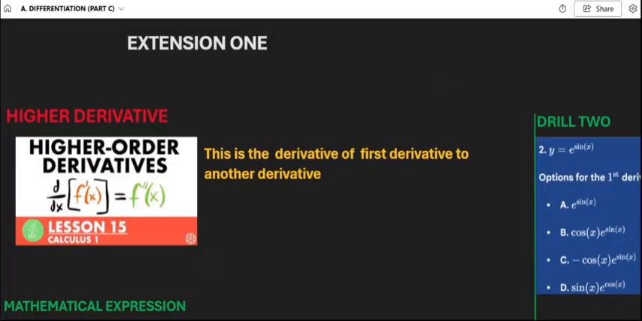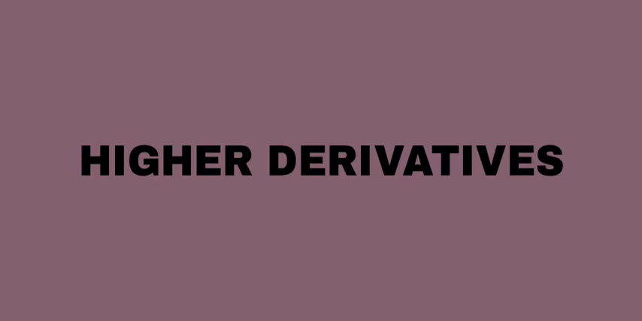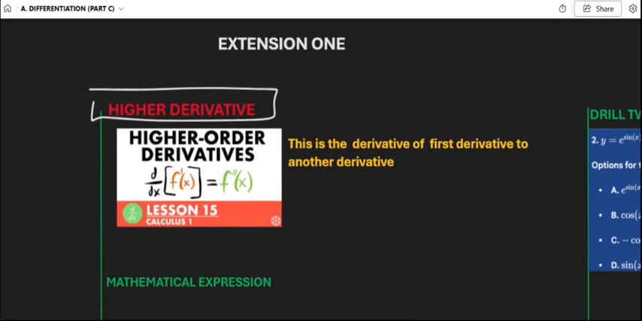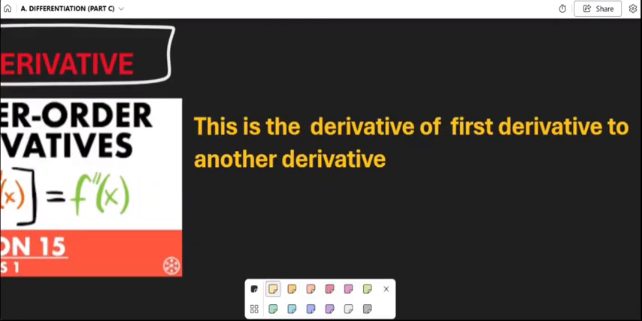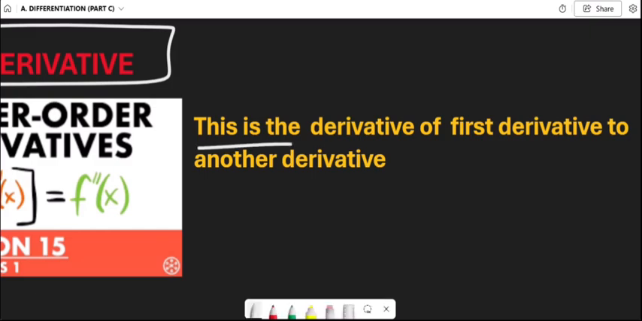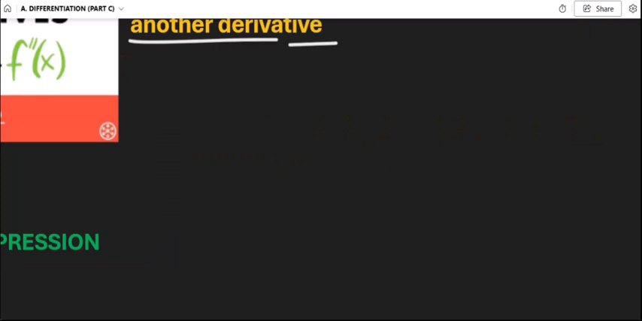Okay, another thing we're going to consider is what we call the higher derivative. Now, what's all about higher derivative? Higher derivative, this is the derivative of first derivative to another derivative. For instance, let me give an illustration.